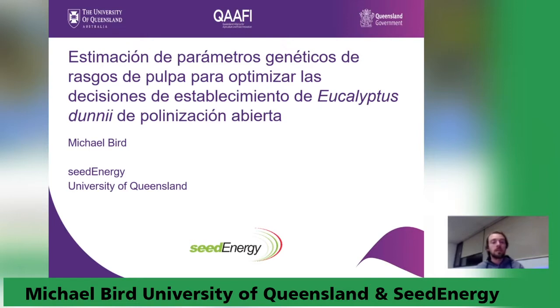Today, I'll be talking about estimating genetic parameters and genotype by environment interactions for pulpwood traits to optimize deployment decisions in open pollinated Eucalyptus dunnii. In this presentation, I will discuss the research of the first two chapters of my PhD thesis, which is a joint project between the University of Queensland and SeedEnergy, as well as a quick description of the future work in dunnii within my thesis and beyond.